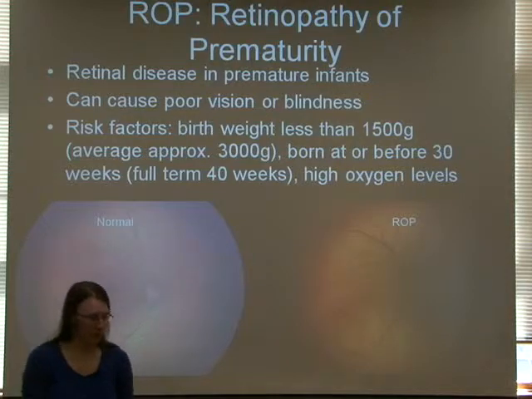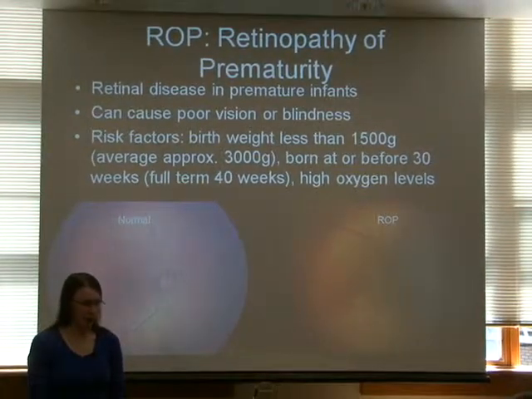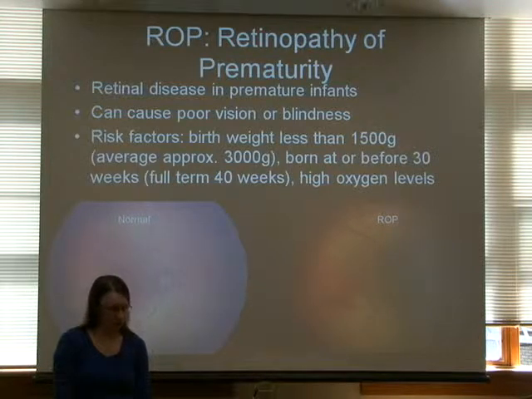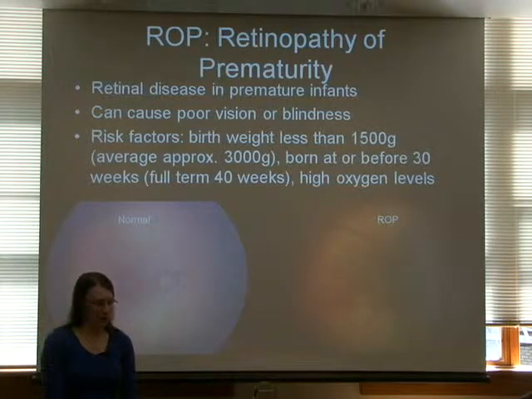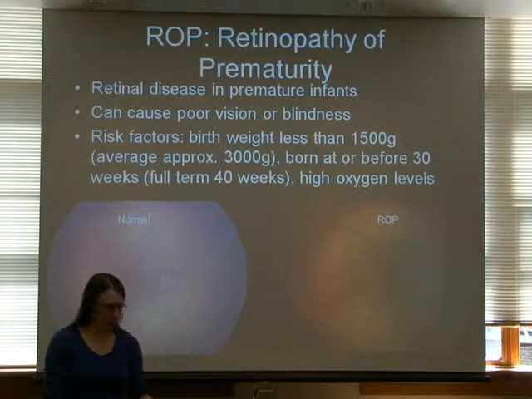Introduction to ROP. ROP is a retinal disease in premature infants that can cause, if it gets bad enough, poor vision or blindness due to retinal detachment. And risk factors for ROP, aside from being premature, are birth weight less than 1,500 grams when the average is about double that, and babies born at or before 30 weeks when full term is 40 weeks, and high oxygen levels. And these two images, one is normal, one is retinopathy of prematurity.